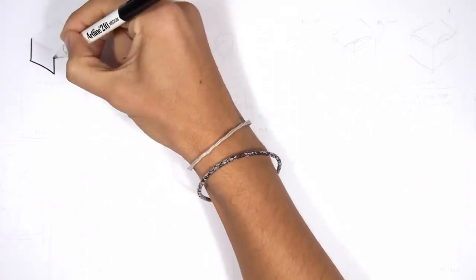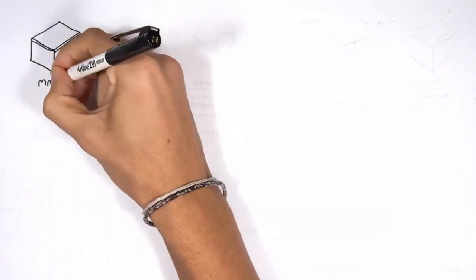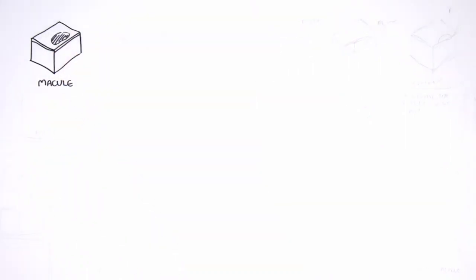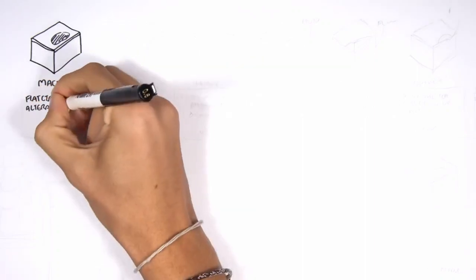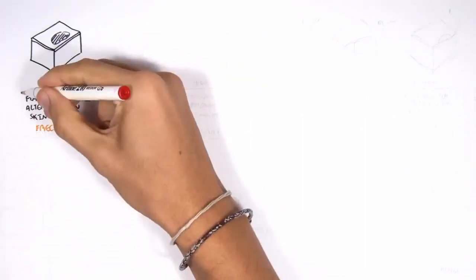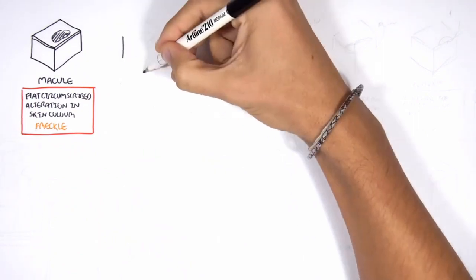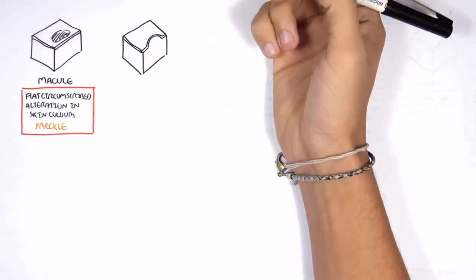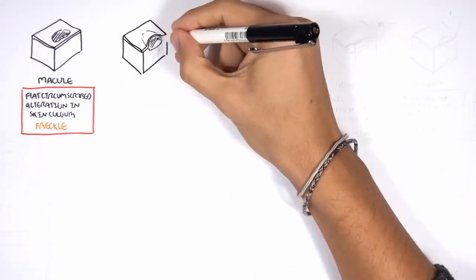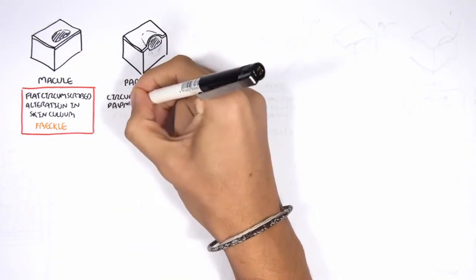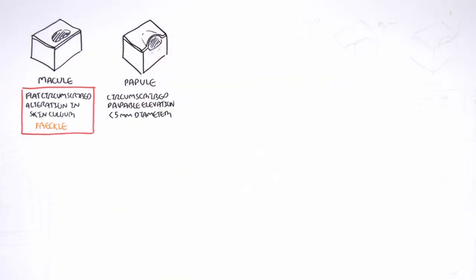So in this video, we're going to talk about ways to describe skin lesions. Let's begin with a macule. A macule is described as a flat, circumscribed alteration in skin color. An example of a macule is a freckle. A papule is a circumscribed, palpable elevation, less than 5 millimeters in diameter. An example of this is a mole.